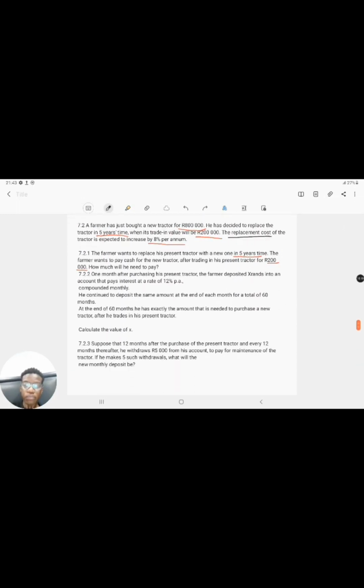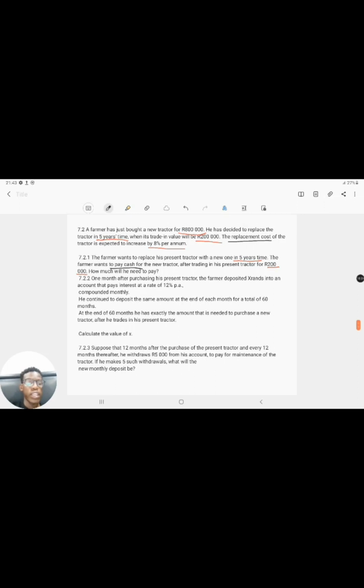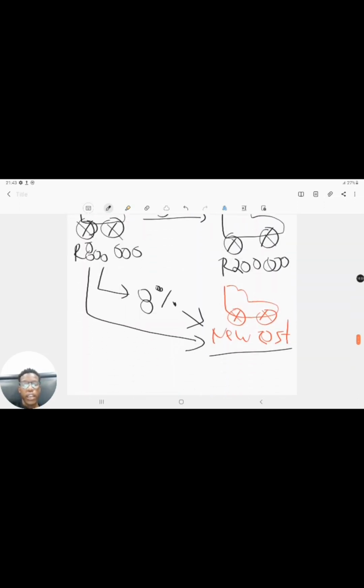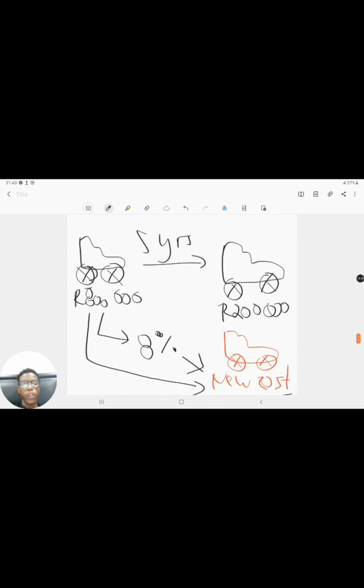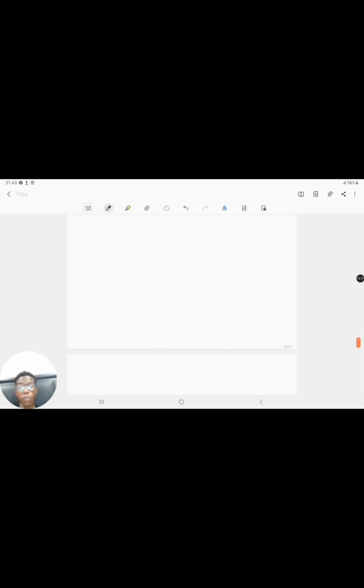Let's see. The farmer wants to replace his present tractor with a new one in 5 years' time. The farmer wants to pay cash for the new tractor after trading in his present tractor for 200,000 rands. How much will he need to pay? Okay, so now we get to the crux of the question. Now they're asking us, how much will the farmer need to pay from his own pocket?